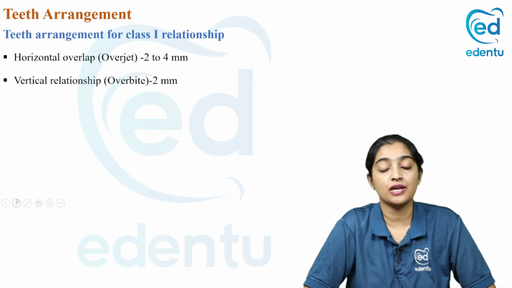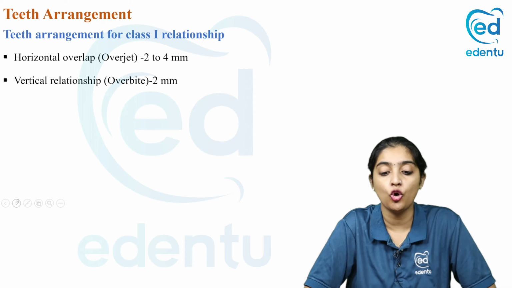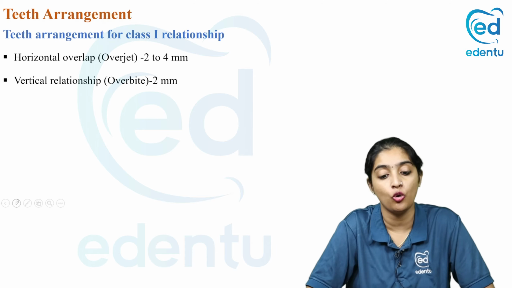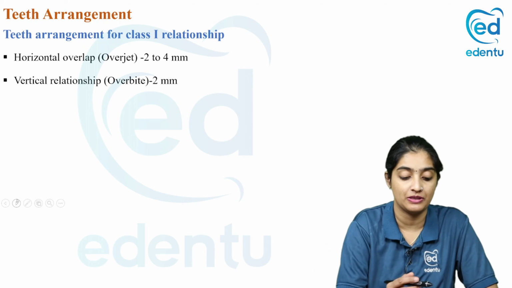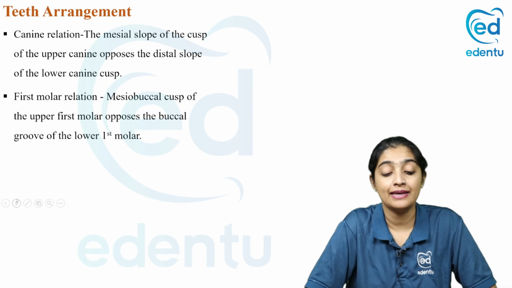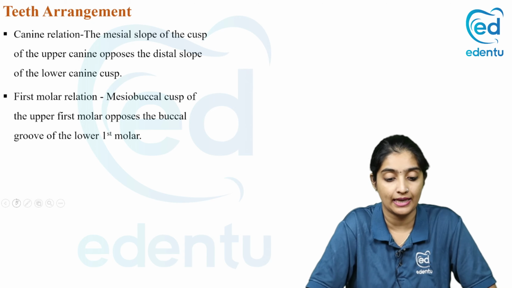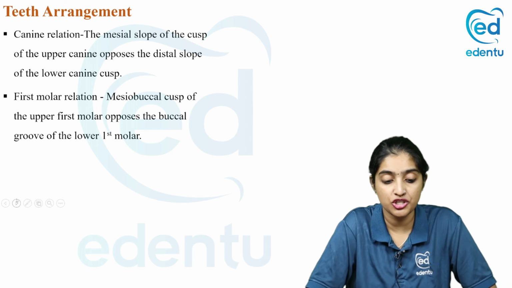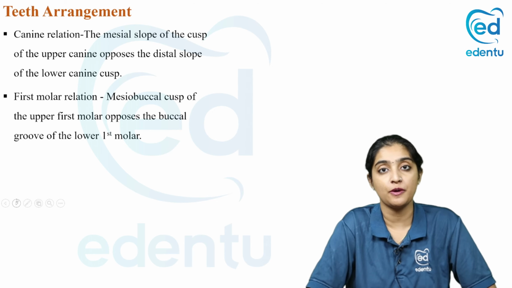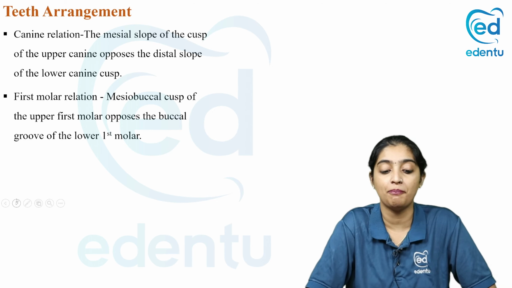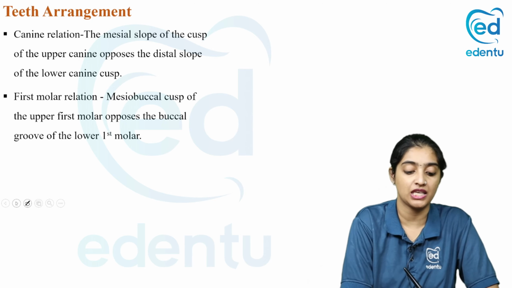Teeth arrangement for a class 1 relationship: ideally the overjet, that is the horizontal overlap, should be 2 to 4 millimeters and the overbite, which is the vertical overlap, is 2 millimeters. Canine relationship: the mesial slope of the cusp of the upper canine opposes the distal slope of the lower canine cusp. First molar relationship: the mesiobuccal cusp of the upper first molar opposes the buccal groove of the lower first molar. That's the key of occlusion.